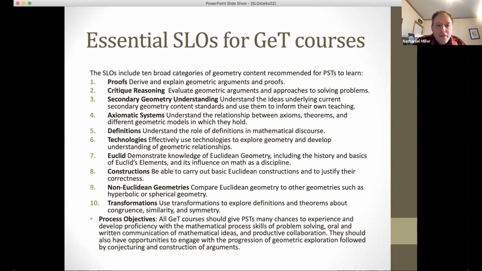And then also these process objectives, where we think that all GeT courses should give pre-service teachers many chances to experience and develop proficiency with the mathematical process skills of problem solving, oral and written communication of mathematical ideas, and productive collaboration. They should also have opportunities to engage with the progression of geometric exploration, followed by conjecturing, and then construction of arguments.